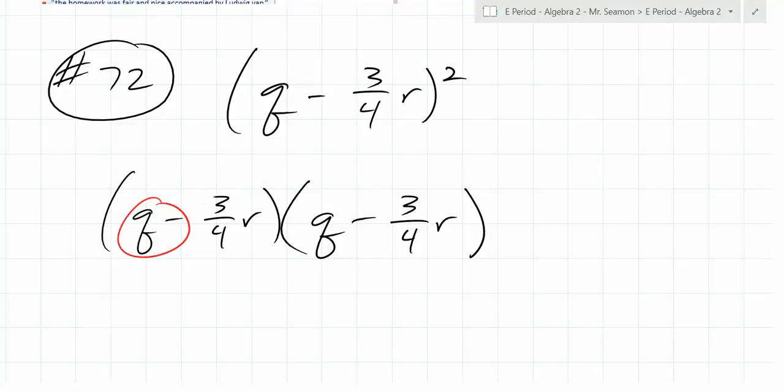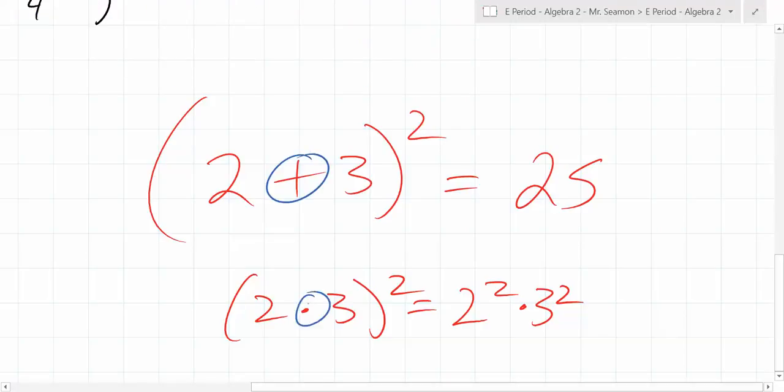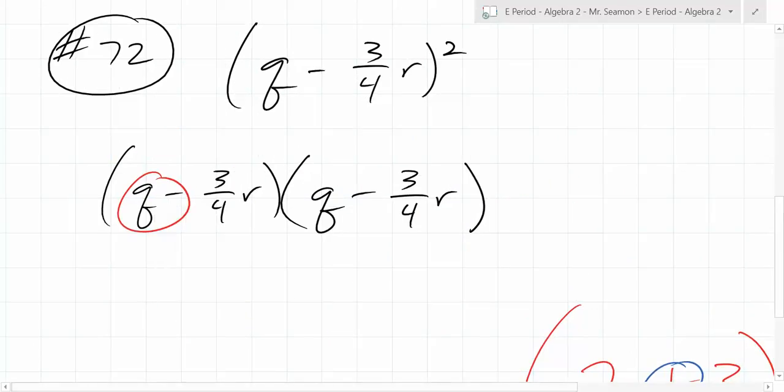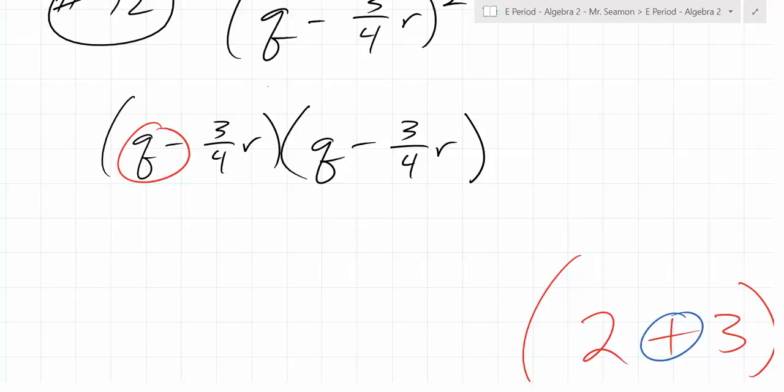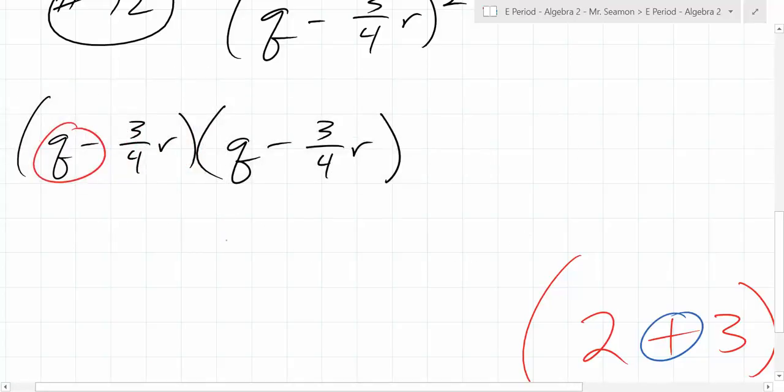Didn't it used to be that when you had something in parentheses? What's the difference between those two statements? Plus and multiplication. They are not the same. Over here, which one do we have? Do we have multiplication in there? No, we do not. You cannot just bring that in. So you have to do everything times everything.